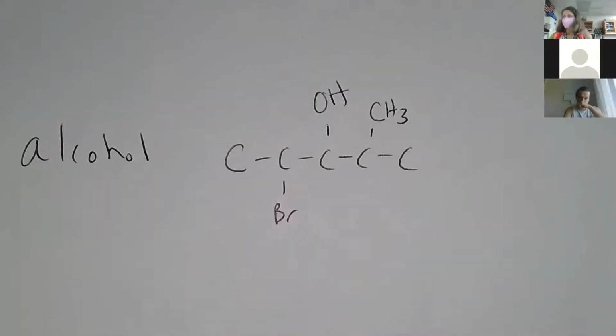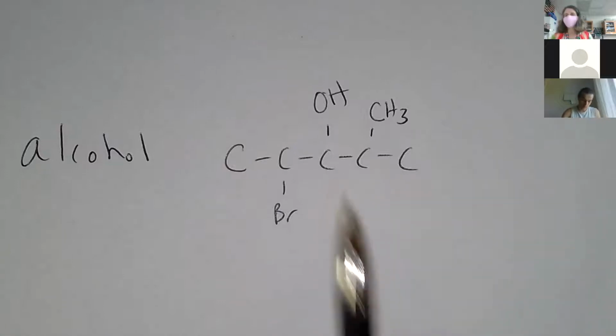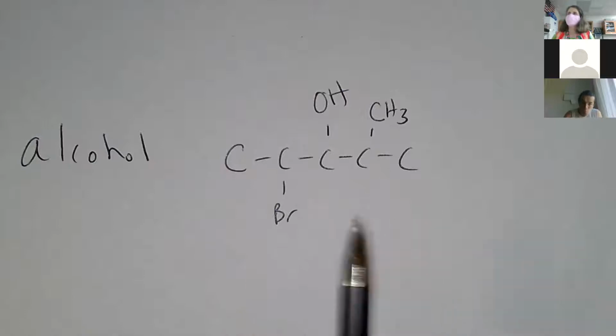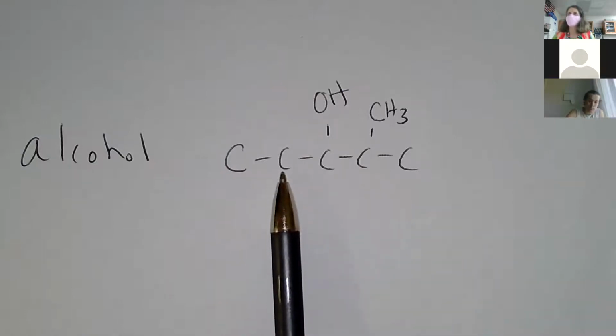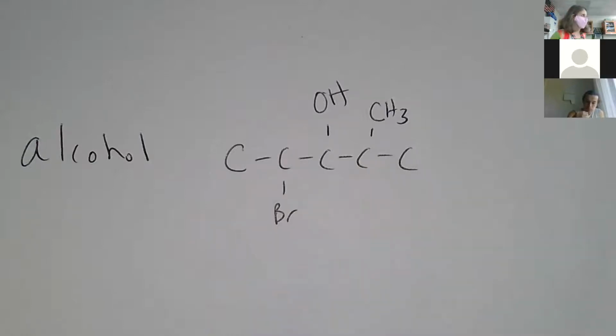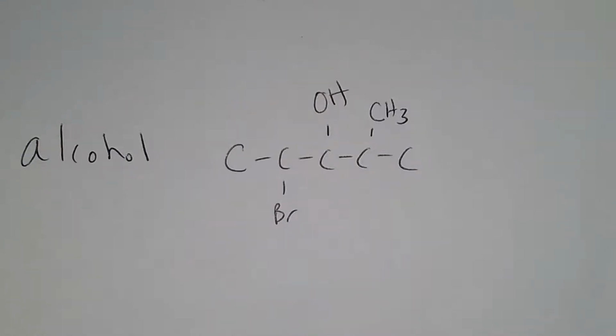So this is my example of an alcohol. With alcohol, I want to pay attention to where that OH is. Since I have a branch off of this carbon here and a branch off of this carbon, I want to look at where my branches are. Because my OH is right in the middle of that molecule, I want to focus on whatever branch is going to come first in the alphabet.